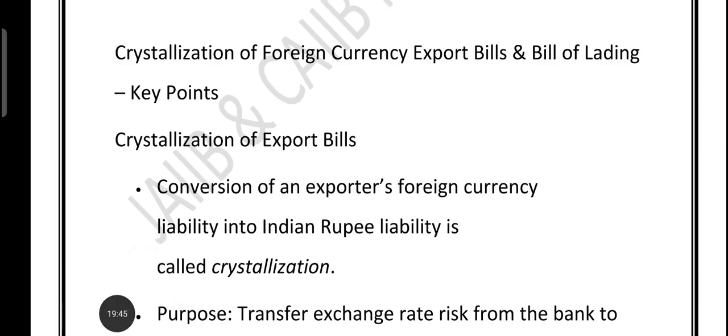So we are talking about crystallization, right? Crystallization means, imagine an exporter sells goods abroad. He has to get paid in dollars. So until the money comes in, the bank is actually taking the exchange rate risk, right? Meaning if the dollar rate changes, the bank could lose. To avoid this, the bank converts that foreign currency bill into Indian rupees after a certain time. This process is called crystallization.